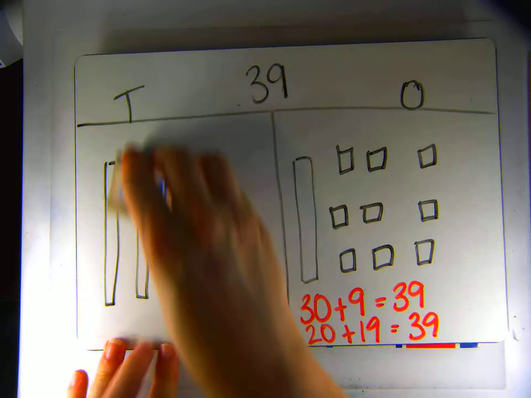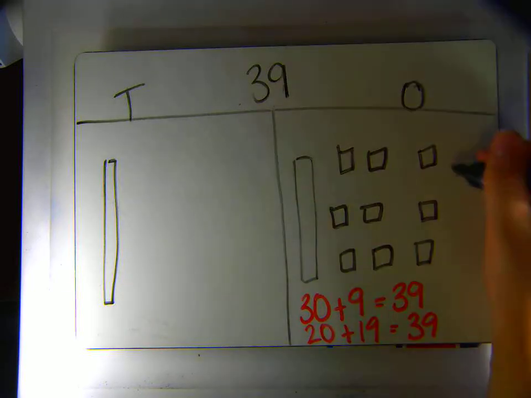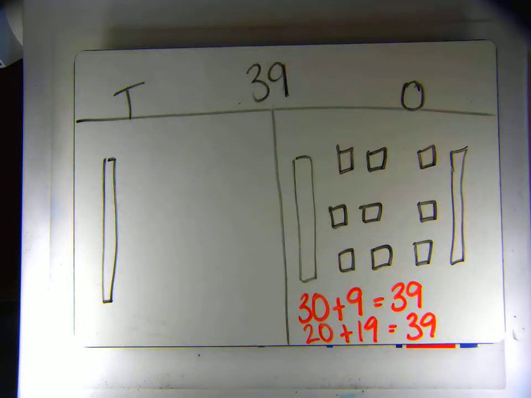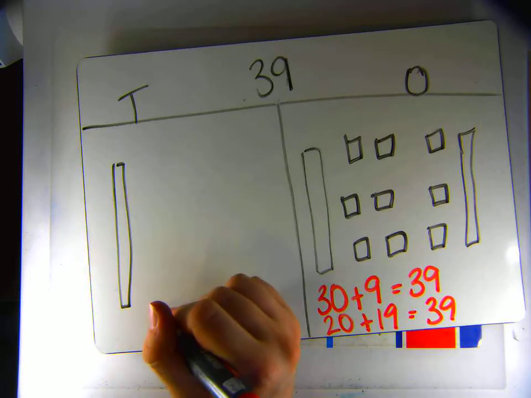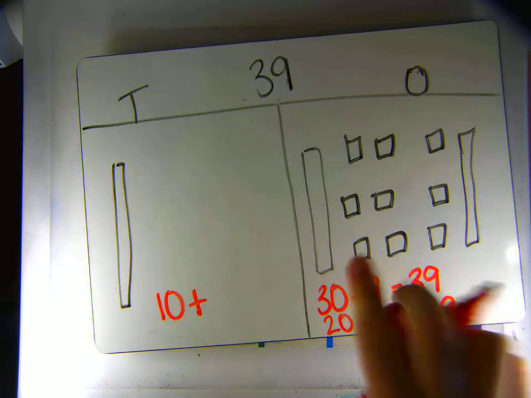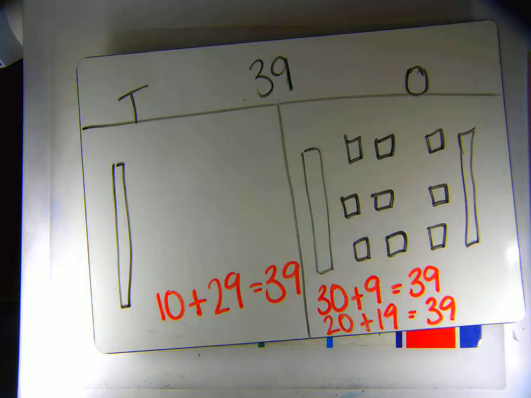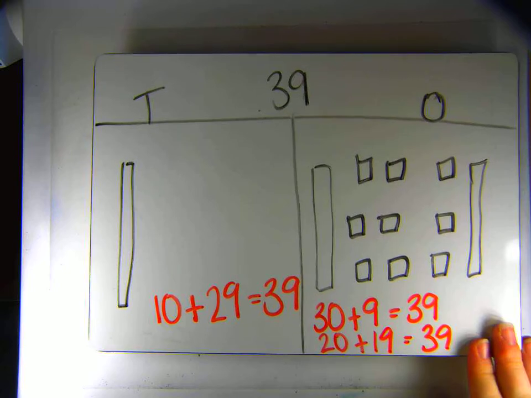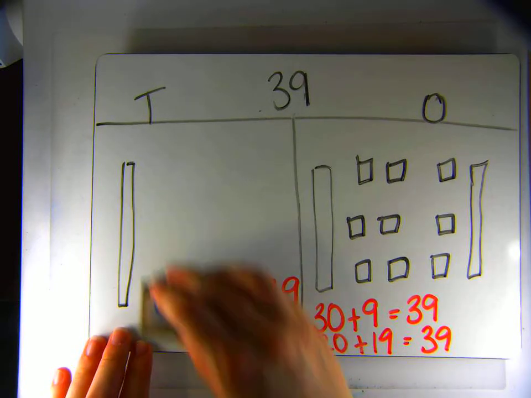We could then find another way by getting rid of a 10 here, bringing it over here, which would leave us with 1 ten over here, I'll write it over here, plus 29 equals 39. So there are lots and lots of different possibilities for writing and partitioning numbers.